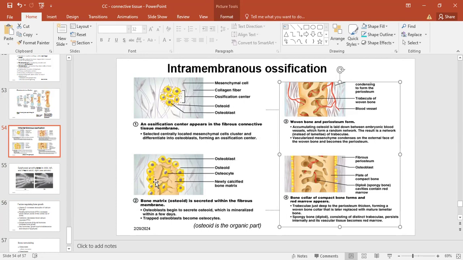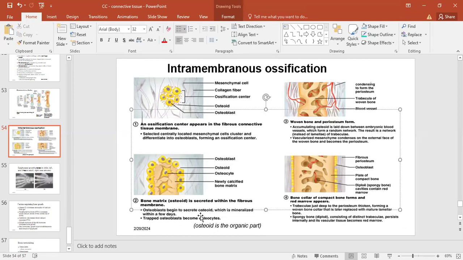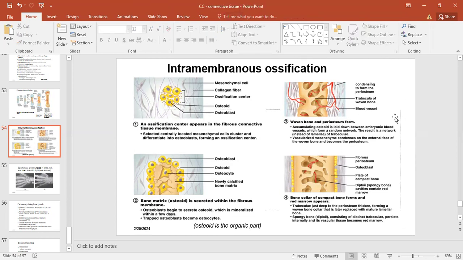You've seen the bone matrix is being secreted. As it is being secreted, some of the cells are being trapped, and as they are trapped, they mature and become osteocytes. On the outside, we still have osteoblasts, which are maturing and still producing osteoid. Osteoblasts begin to secrete osteoid, which is mineralized within a few days with those minerals we talked about, calcium and phosphate. As the minerals are trapped there, the bone starts to become hard. It's now becoming ossified.